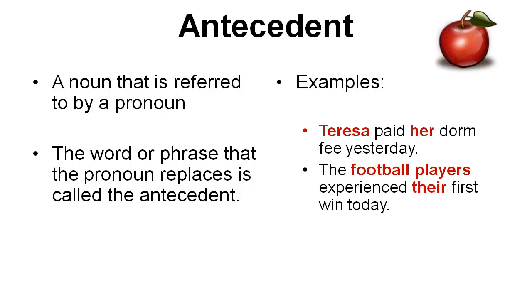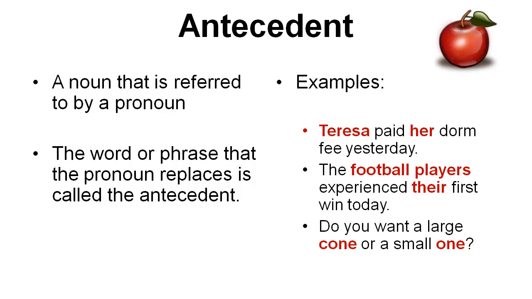The football players experienced their first win today. Their is the pronoun that refers to football players. Football players is the antecedent because it is the phrase that the pronoun refers back to. Do you want a large cone or a small one? Why did we use pronouns? Because you don't want to say, do you want a large cone or a small cone?